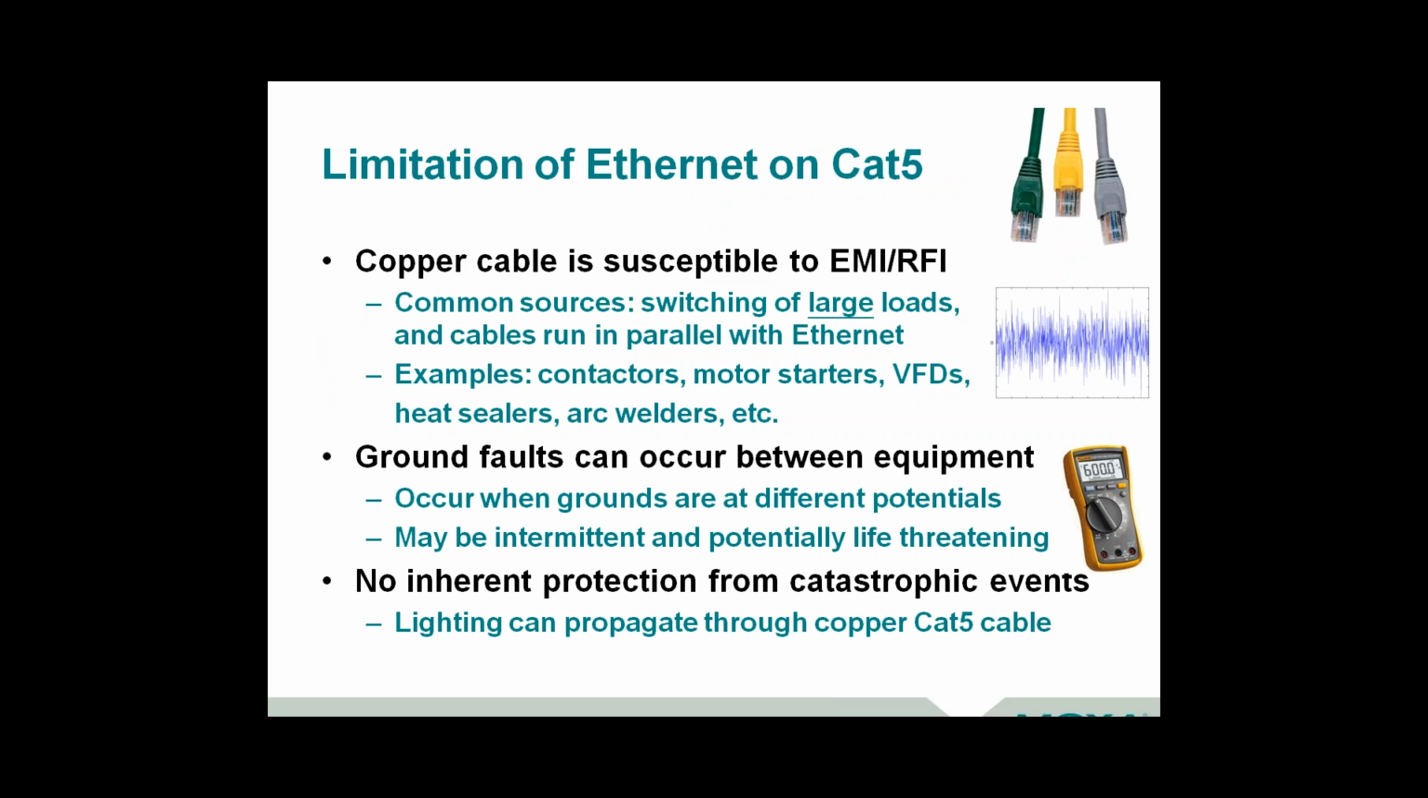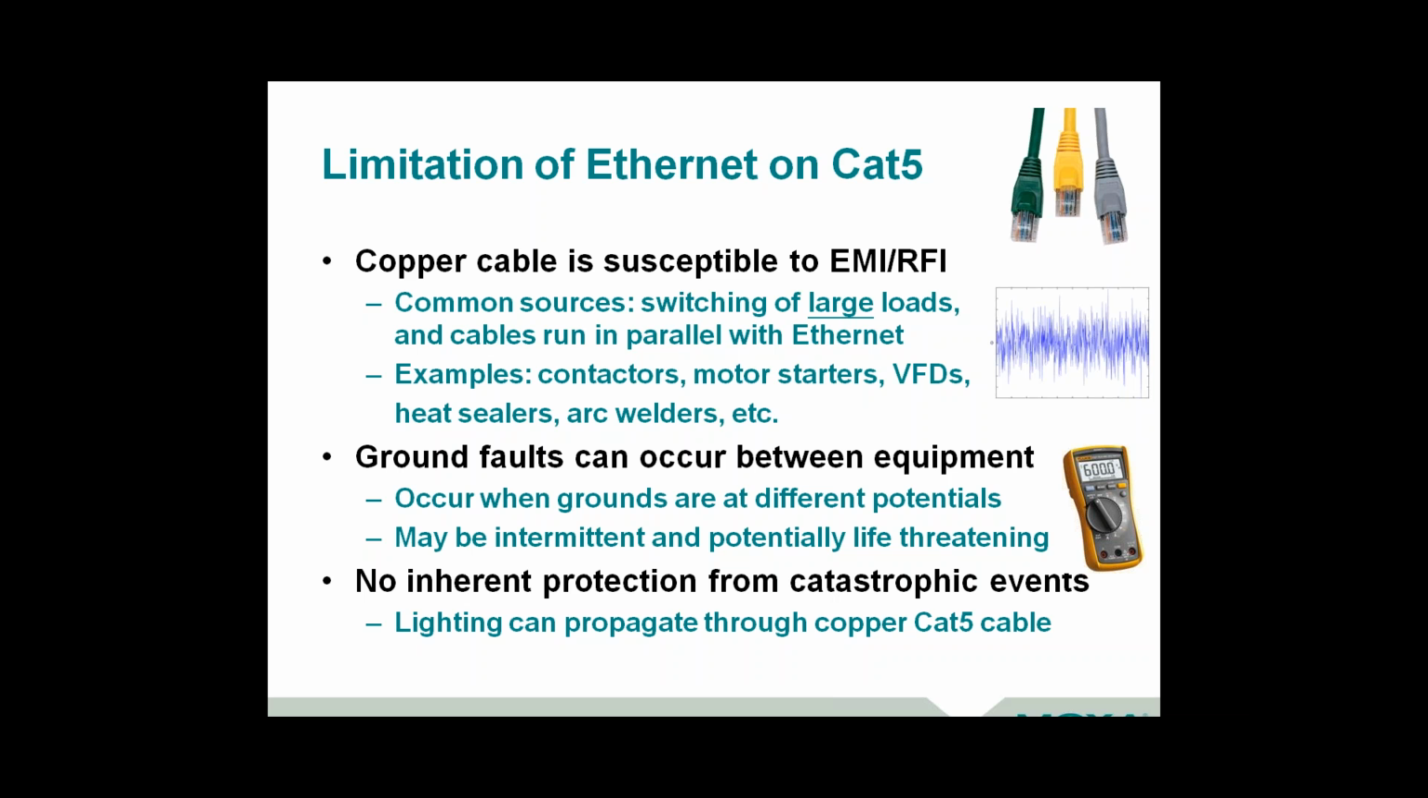So why the limitations? Why can't you go further than that? Well, it falls into three categories. The first category is copper cable, much like anything else conducting over metallic conductors, is susceptible to electromagnetic interference, or EMI, and even RFI, radio frequency interference. That comes from switching of large loads, and if you happen to run control cables in parallel with that, you're very susceptible to it.